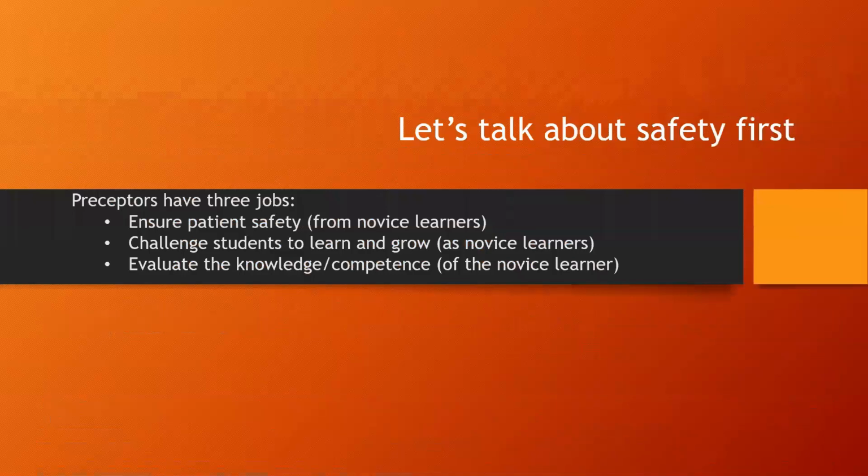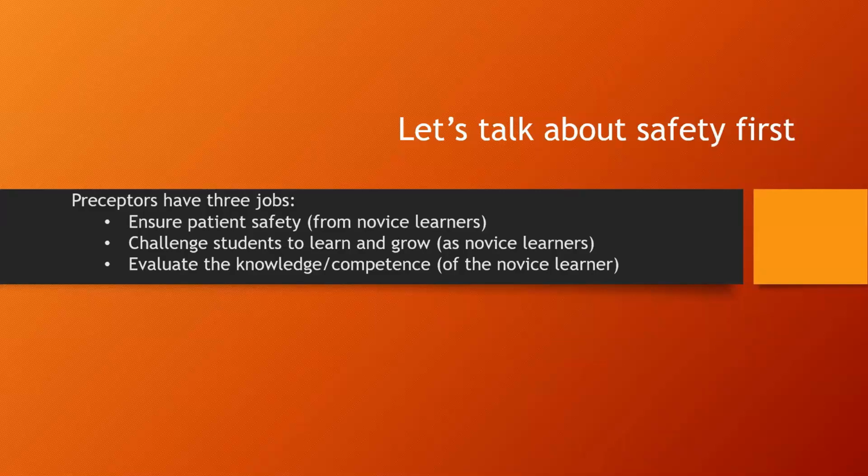First, we're going to talk about the safety aspect of this, because safety is first. In this, the preceptors really have three jobs. The first one, the most important one, is to ensure safety for the patient, the student themselves, and the staff around. Remember when we went through Benner's model from novice to expert: with a novice learner, you have to protect the safety aspect of their practice because they don't know enough yet to make those decisions themselves.